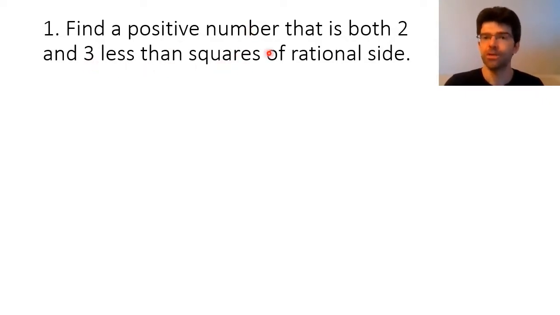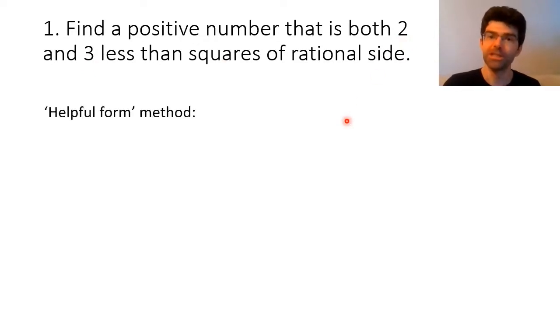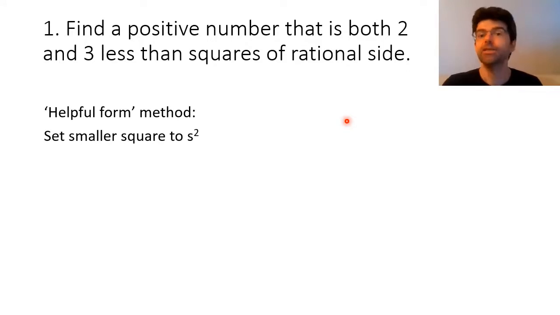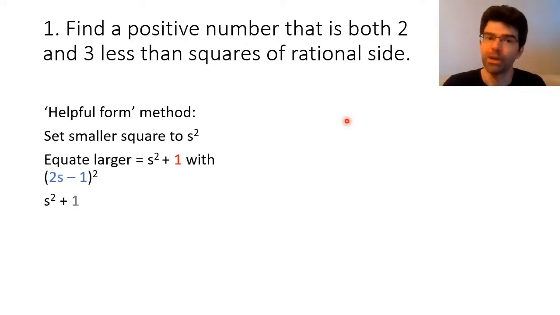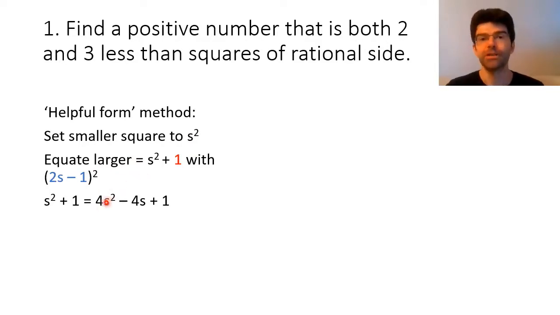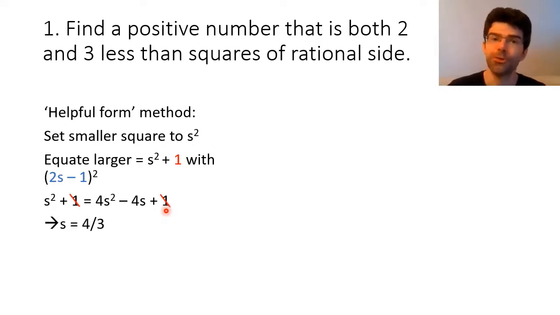So to find two squares that are 1 apart, what we would do using the preceding method that we've seen is say, let the smaller one be s squared, let the side of the larger one be something like 2s minus 1, then we get s squared plus 1 is 4s squared minus 4s plus 1. Those plus 1s were designed to cancel out to give a helpful form, and we get s is 4/3. The squares become 16 over 9 and 25 over 9.